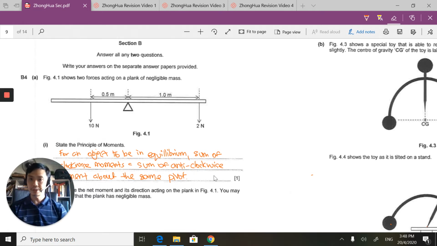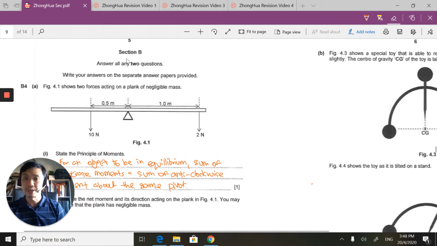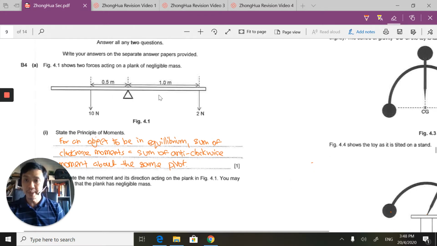Back. So, continuation on the ZhongHua paper. I'm now going to go on to section B, or paper 2, section B. So this is the question. It's a question on moments. And so this is the setup. I've got a plank, 2 forces, and this is the pivot.